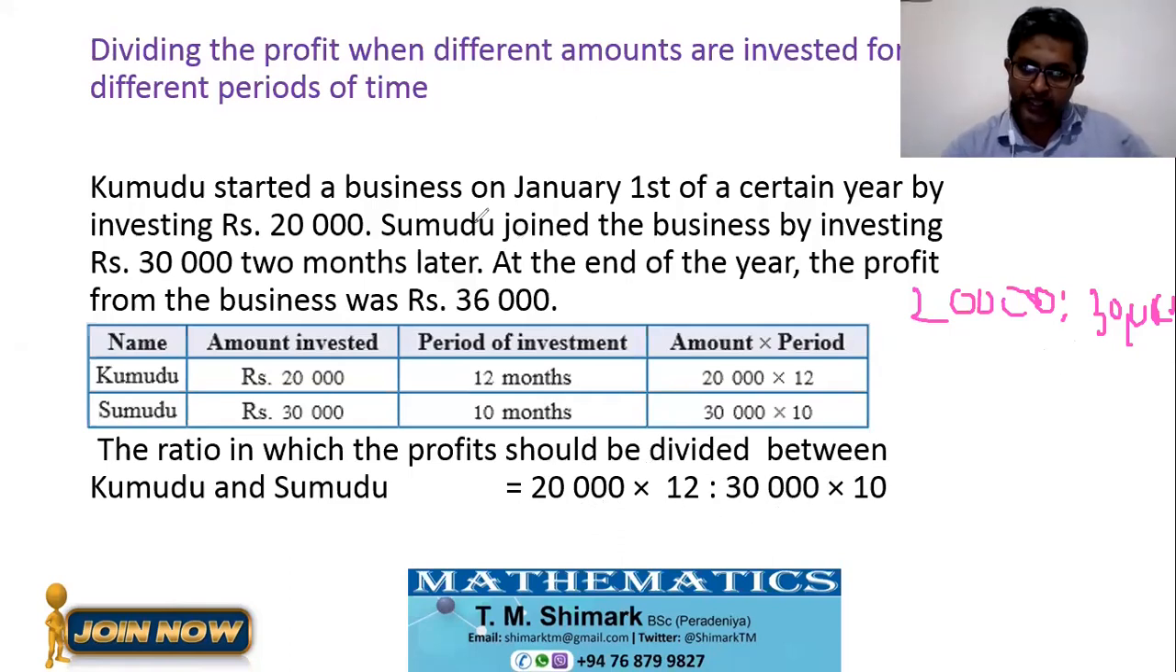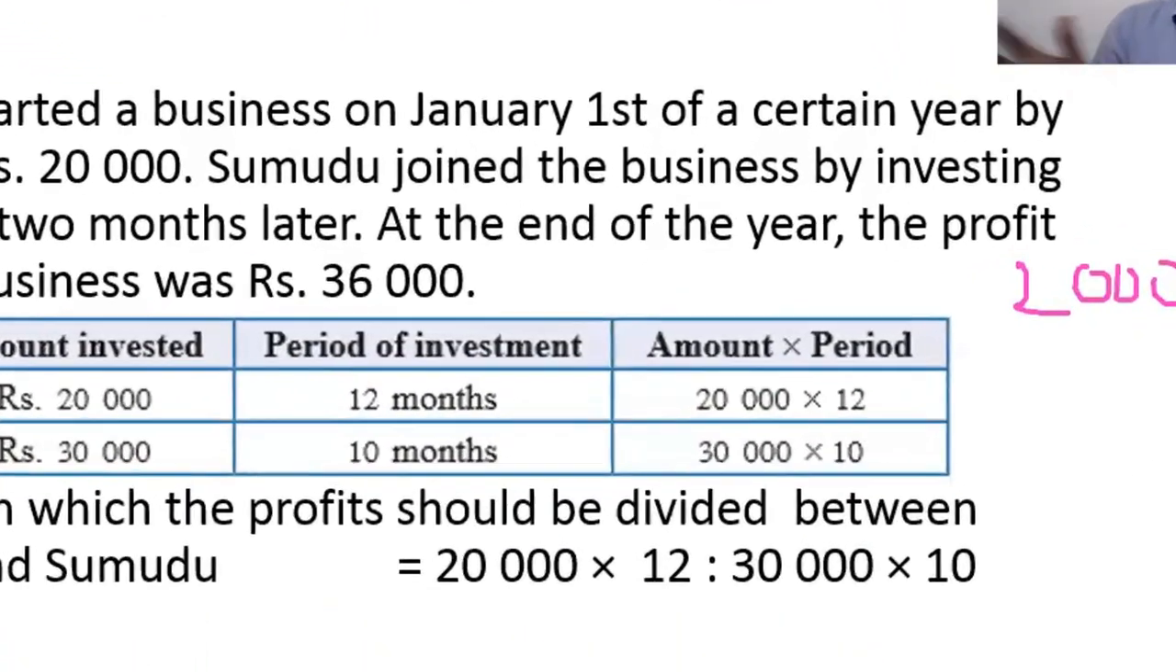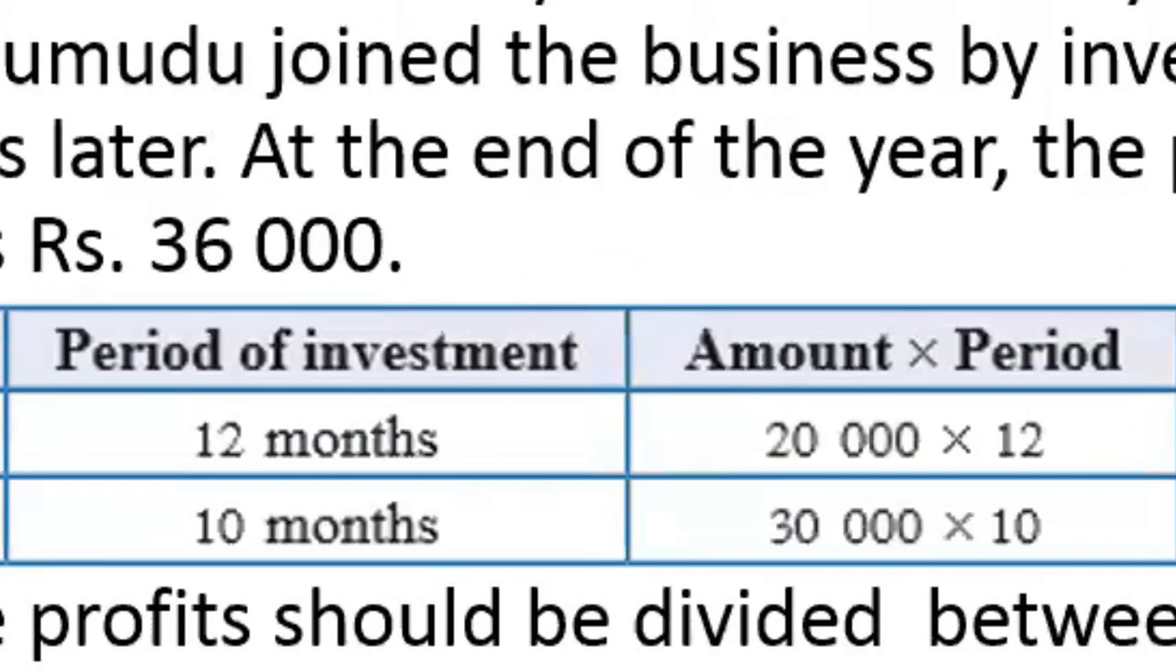If they invested for the same time, we had no problem; the ratio would have been 20,000 is to 30,000. Now the time period is different, 2 months difference, so it's not the same. In that case, remember, you always have to check the amount in time period. That means amount multiplied by time period. This is how you have to do the question.